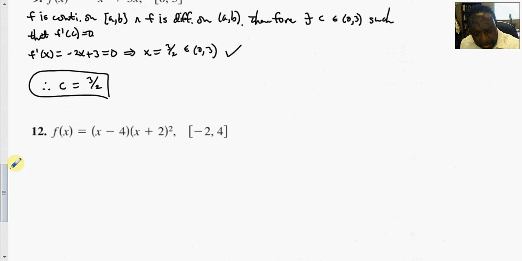The next one, this function is a parabola, not a parabola, excuse me, it's a polynomial. Get my P's mixed up. It's a third degree polynomial, so it indeed is continuous.